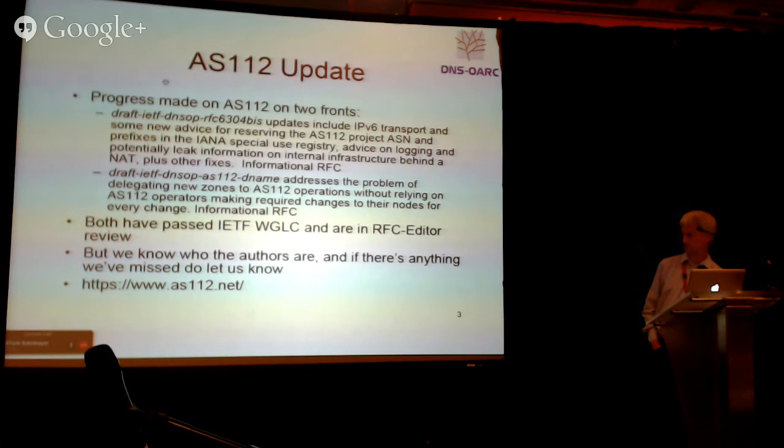RFC 6304, which defines AS112 operations, has been updated and obsoleted by a to-be-published RFC, tentatively 7534. It adds IPv6, and adds some prefixes to the IANA special use registry, both the AS number and the V4 blocks. There's another one by our colleagues, led by Joe and Warren, on DNAME delegation. The issue there is how do we tell existing operators, hey, put these zones there. This informational RFC proposes how to go about getting around that issue.